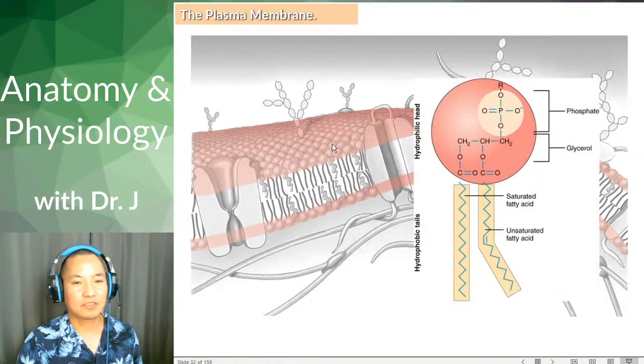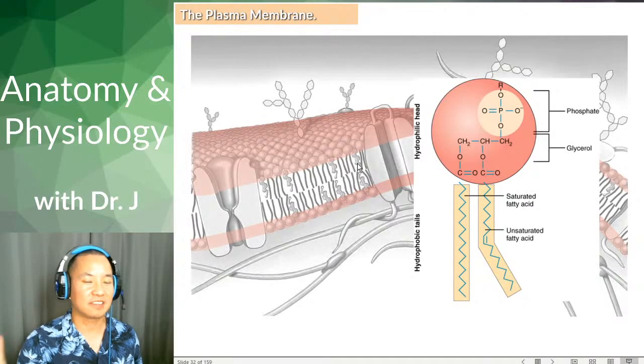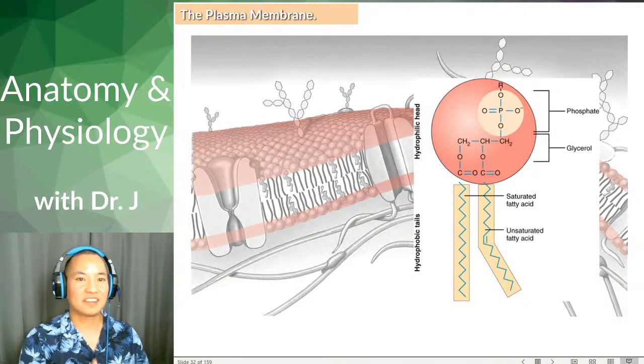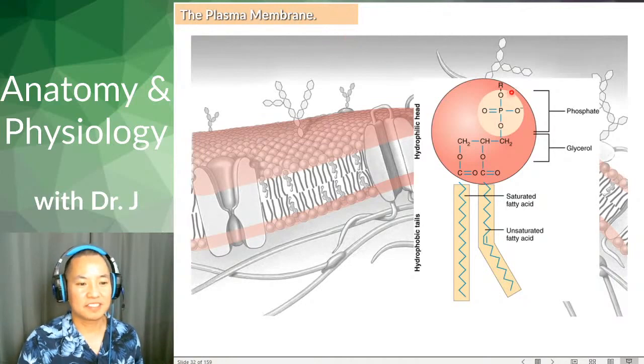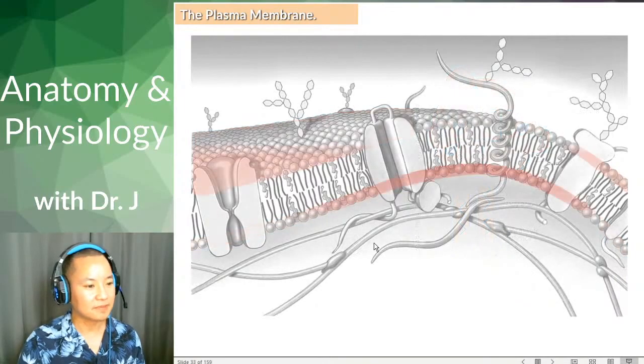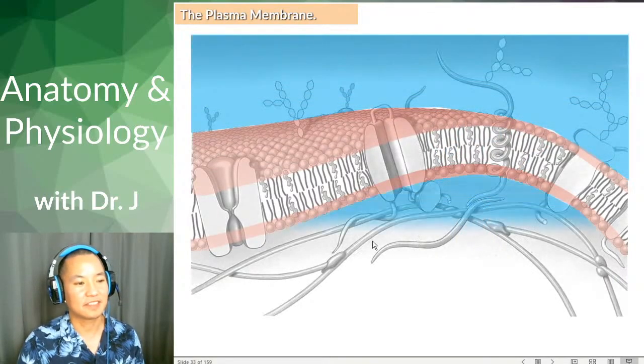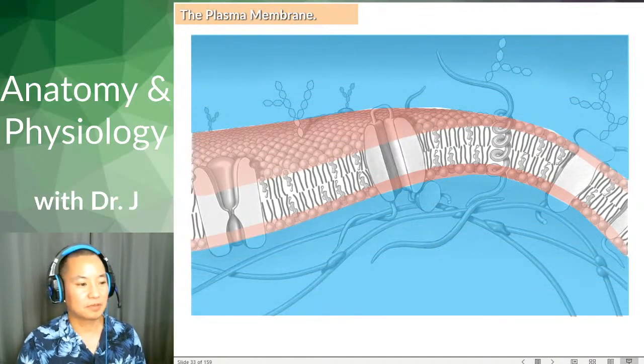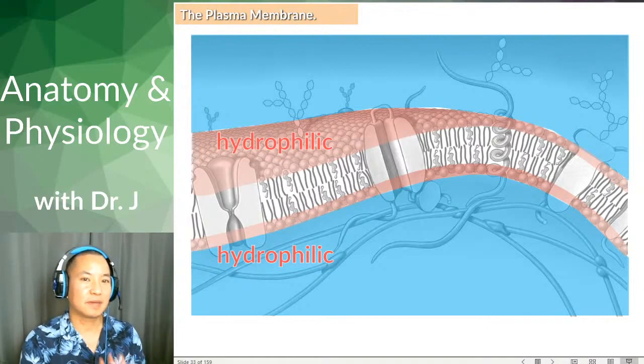Again, the hydrophilic heads like to go toward the areas that have water. Water likes any sort of positive or negative attraction. Thanks to these slightly negatively charged phosphate groups, water is able to grab onto them. The outside of your cells is water-based, and the inside is also water-based. So this is why you have these phospholipid heads pointing toward the outside and inside of your cells. This part of the membrane, the outer and inner parts, is hydrophilic.